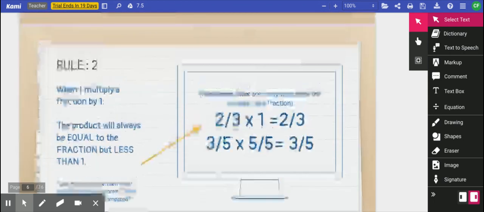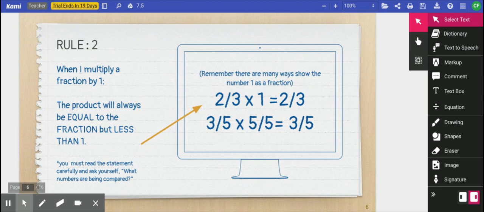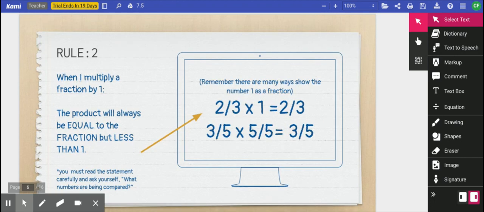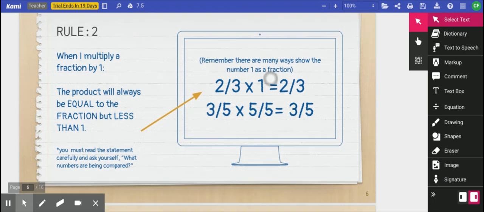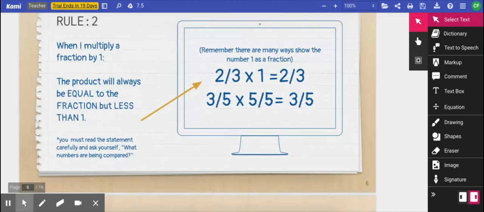Rule number 2. Rule number 2 states that whenever I multiply a fraction by 1, the product will always be equal to the fraction but less than 1. Guys, this is the identity property. Whenever I multiply anything by 1, the answer will always be itself. So 2/3 times 1 is 2/3. Another way you can show the number 1 is 5/5 or 12/12 or 4/4. They all equal 1. Sometimes they like to present it in a different way, but you're still multiplying by 1. And whenever I multiply anything by 1, the answer is itself.